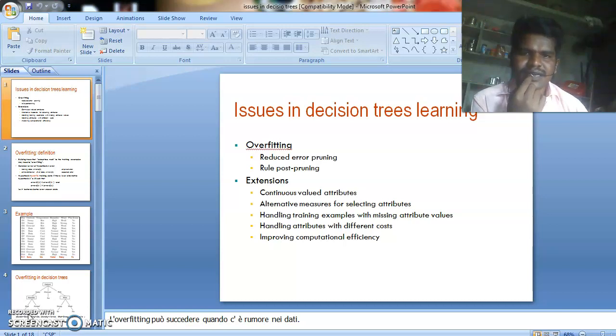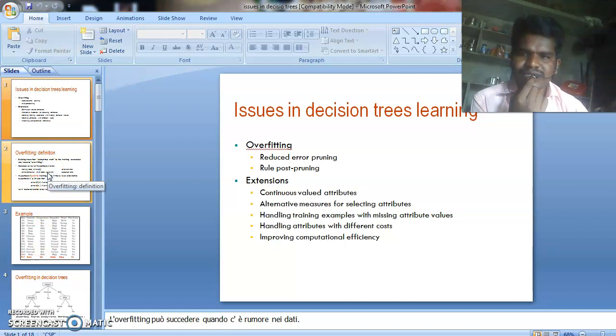In this class we are discussing the issues in decision tree learning: overfitting, reduced error pruning and rule post-pruning, extension to continuous-valued attributes, and alternative measures for selecting attributes. Also handling training examples with missing attribute values, handling attributes with different costs, and improving computational efficiency.